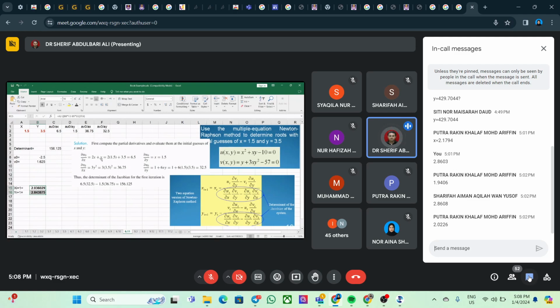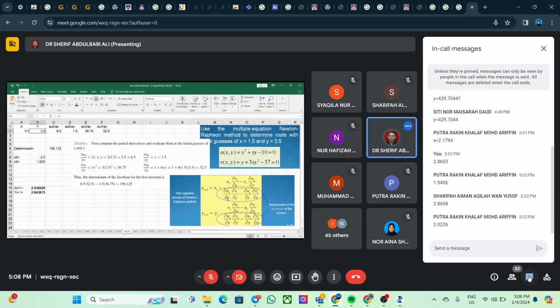What's the initial value given to us? The initial value of x is equal to 1.5 and y is equal to 3.5. So 2 times 1.5 plus 3.5, and the answer is 6.5. Now these terms here, you are going to put the value at this position.